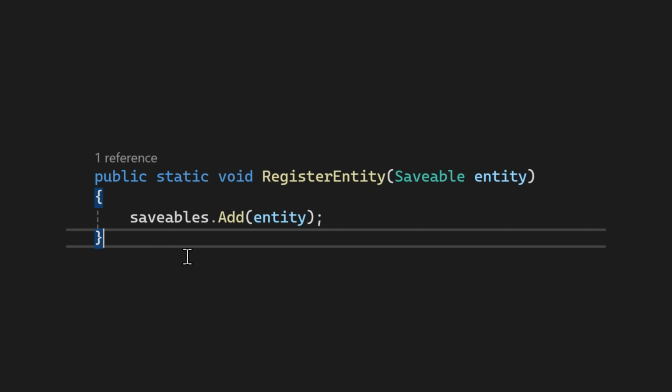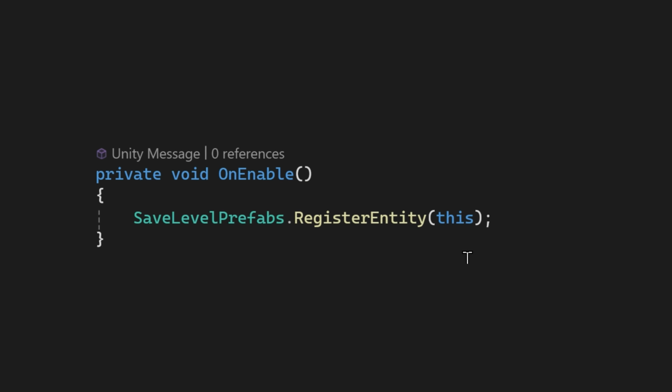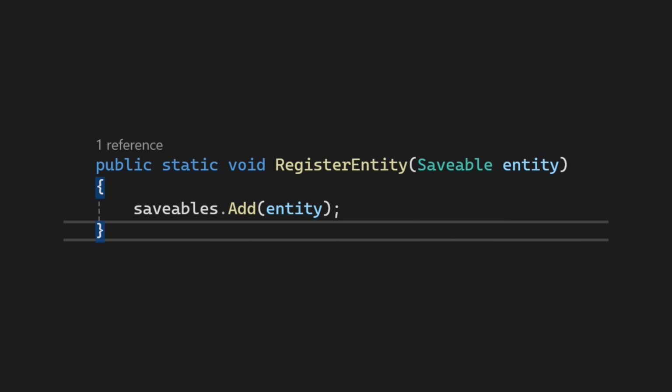So I've created this public method that just saves all the references to all the items that need saving. You can see here, on enable, save level prefabs, register this. So it just sends a reference of itself, and that reference gets stored in this list. And then it iterates through that list of every object and fetches its game data, stores it in the collection.